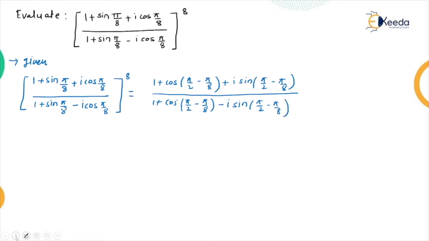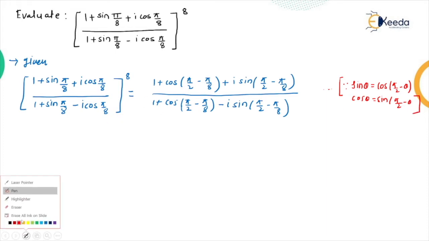So what is the reference formula? The reference formula is very easy. Sine of θ is converted into cos of (π/2 − θ), and cos of θ is converted into sine of (π/2 − θ). By using this formula you get this step. Clear up to this? Okay, now the next step.